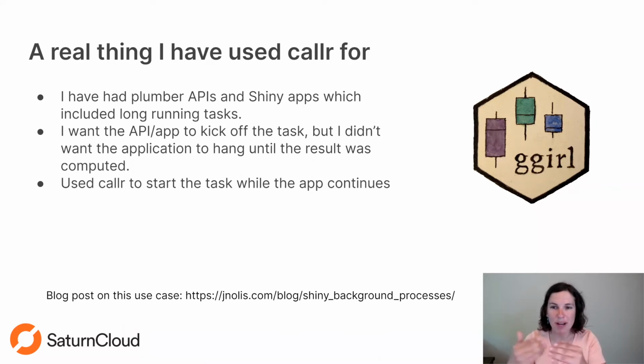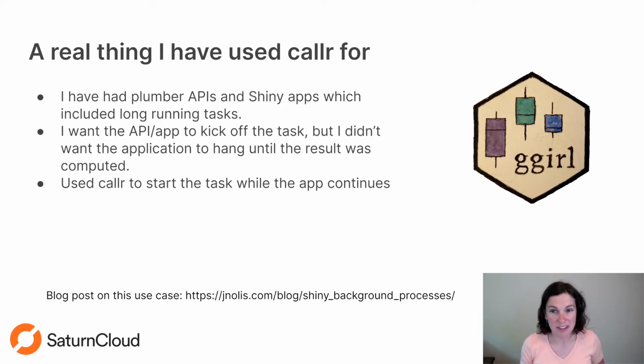Because what I can do in my Shiny or Plumber app is tell it that if I have a big long running thing to do, kick that off in a separate R process, and let that do its thing while I do whatever I want in the Shiny app or Plumber app itself. So if I at some point want to branch off a separate set of R code and have that run without bothering my main code, callr is fantastic for that. I also have a blog post about this. You can see the URL below, or just Google jnola Shiny background.